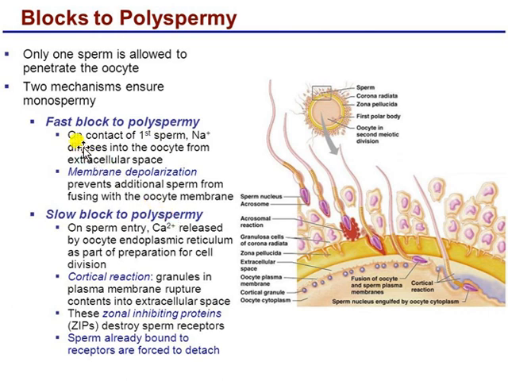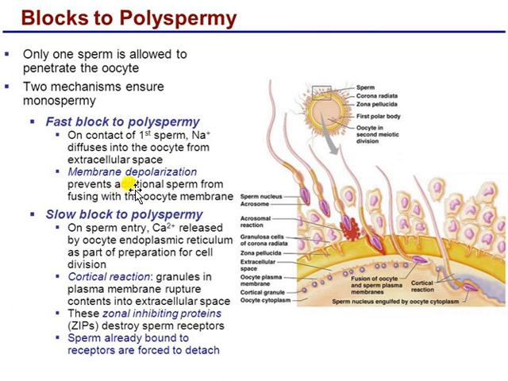So what is actually happening during the fast block of polyspermy? On contact of the first sperm, sodium ions start diffusing into the oocyte from the extracellular space. That means as soon as the first sperm starts penetrating the corona radiata and zona pellucida layer, Na+ ions which are present surrounding the ovum in the external medium start diffusing into the oocyte from the extracellular fluid.